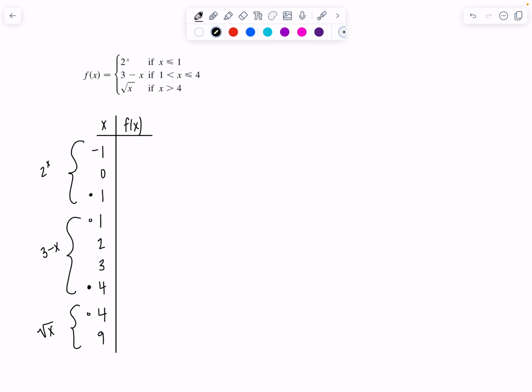Okay, here we go. Let's get the y values. So when I plug in negative 1 for x, that's 2 to the negative first power, which is 1/2. 2 to the 0, that's 1. 2 to the first, that's 2. And then 3 minus x, that's just a line, so maybe you don't need so many. 2, 1, 0, negative 1. And then rad x: square root of 4 is 2, square root of 9 is 3. Okay.